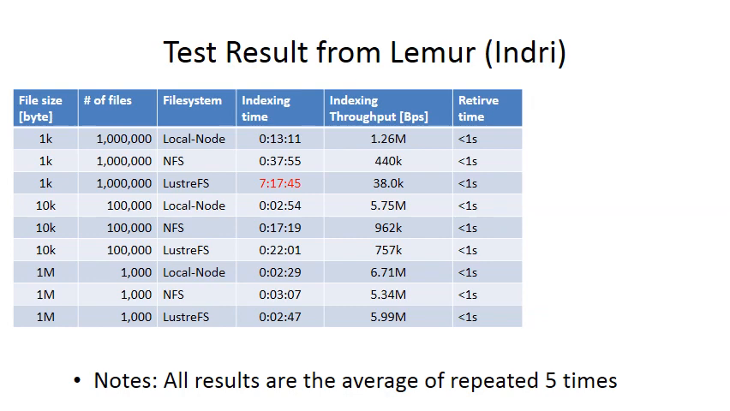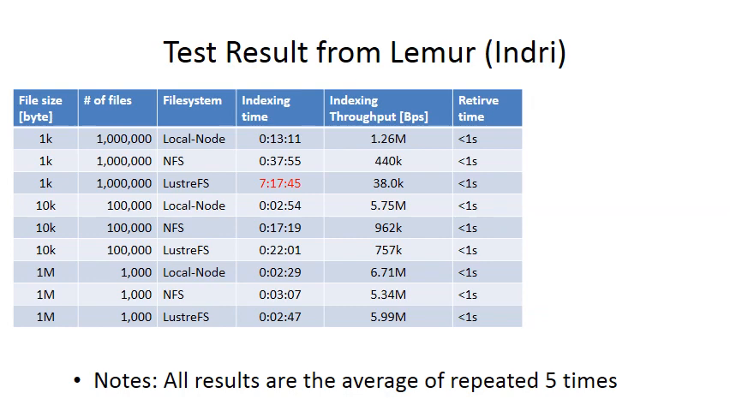And the column next to it, index throughput, is how much time we took, divided by 1 megabyte files, so the result is bytes per second. The worst case is 38 kilobytes per second. The fastest we have is 6.7 megabytes per second. And the thing we found out is that the retrieval time is always less than a second.